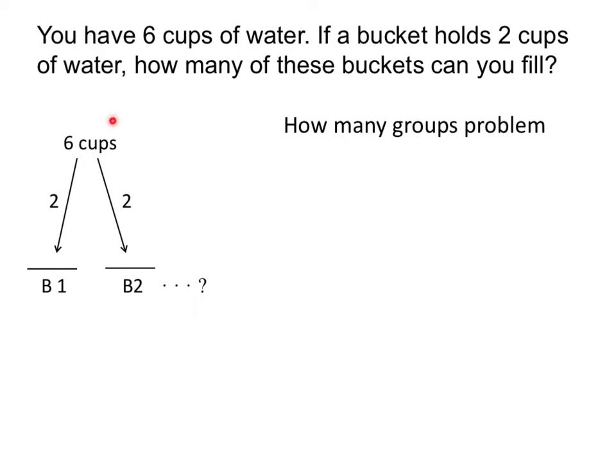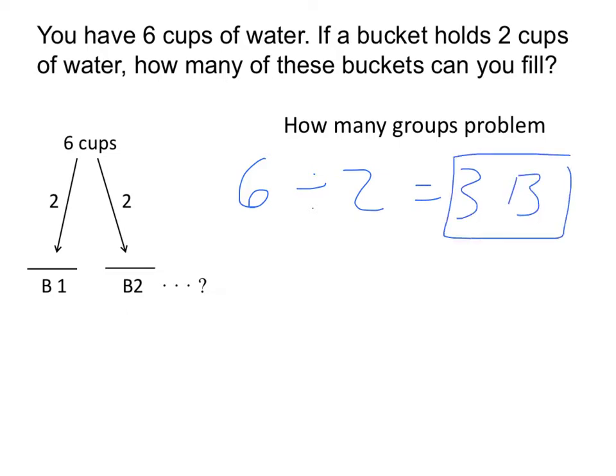So here's our picture. We're going to have our 6 cups up here. We're going to put 2 of those cups into the first bucket, 2 more of those cups into the second bucket. The question is, how many buckets are we going to fill? So this is a how many groups type of problem. So we're going to solve this by taking our 6 cups and dividing it by the 2 cups in each bucket. And we do that arithmetic, and so we get 3 buckets. So there's our answer. So that's how we set up a how many groups problem.